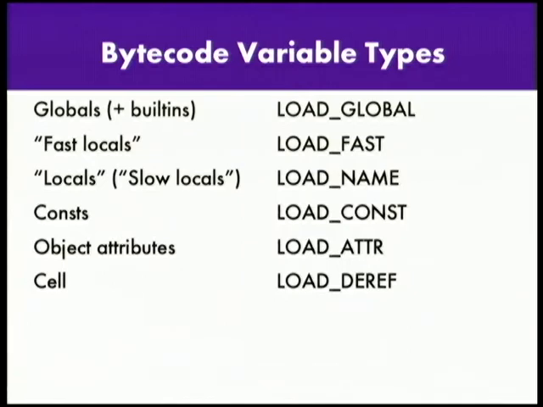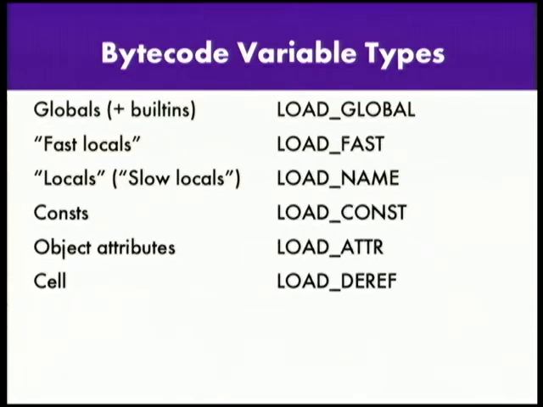Some of them are quite familiar to you, and some of them are a little bit less familiar. But you're familiar with the mechanisms involved. So global variables and built-ins, you load and store using load global and store global. And the oparg, these all take opargs. The load global oparg is an index into what's called a names array, which is just an array of strings.